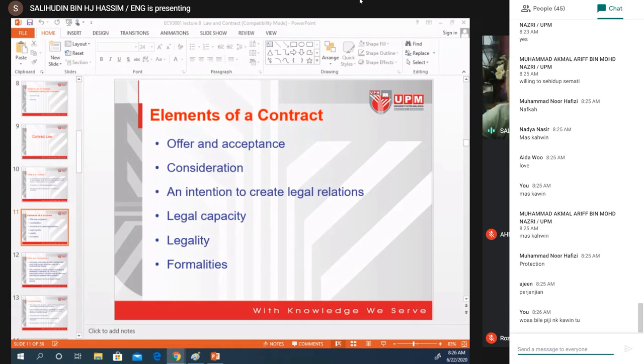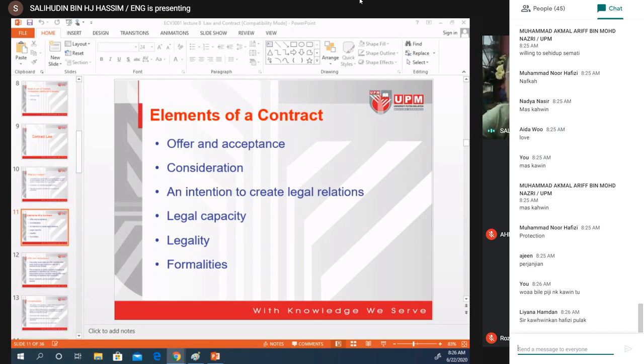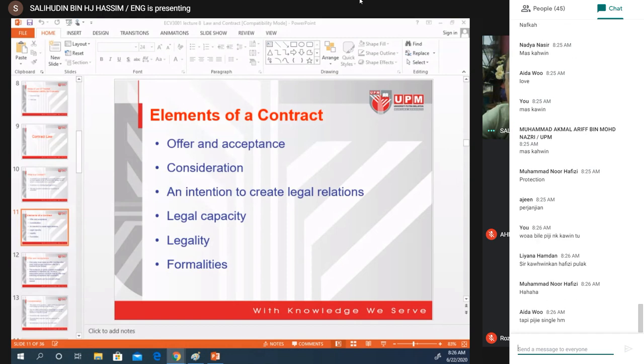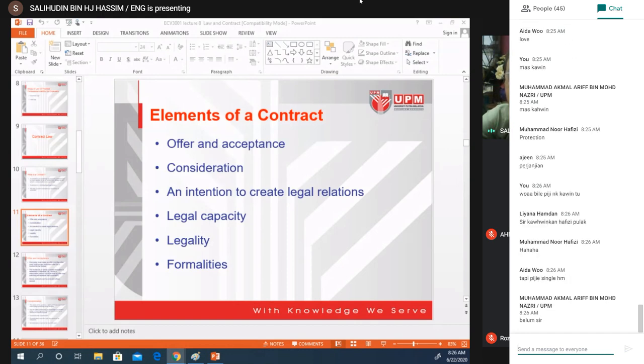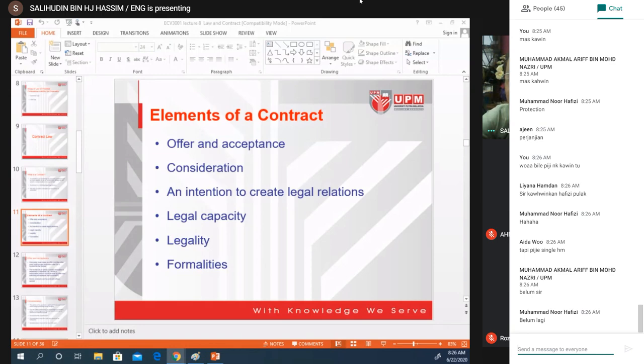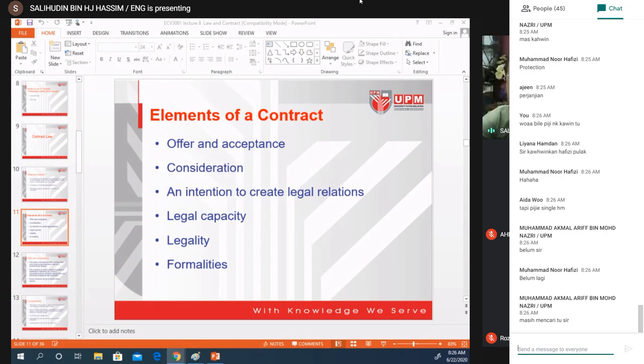Hafizi ni rasa dia dah pergi kursus nikah, kursus kahwin. Dah pergi dah Hafizi? Dah pergi belum kursus nikah Hafizi? Patut dia pergi kursus nikah.